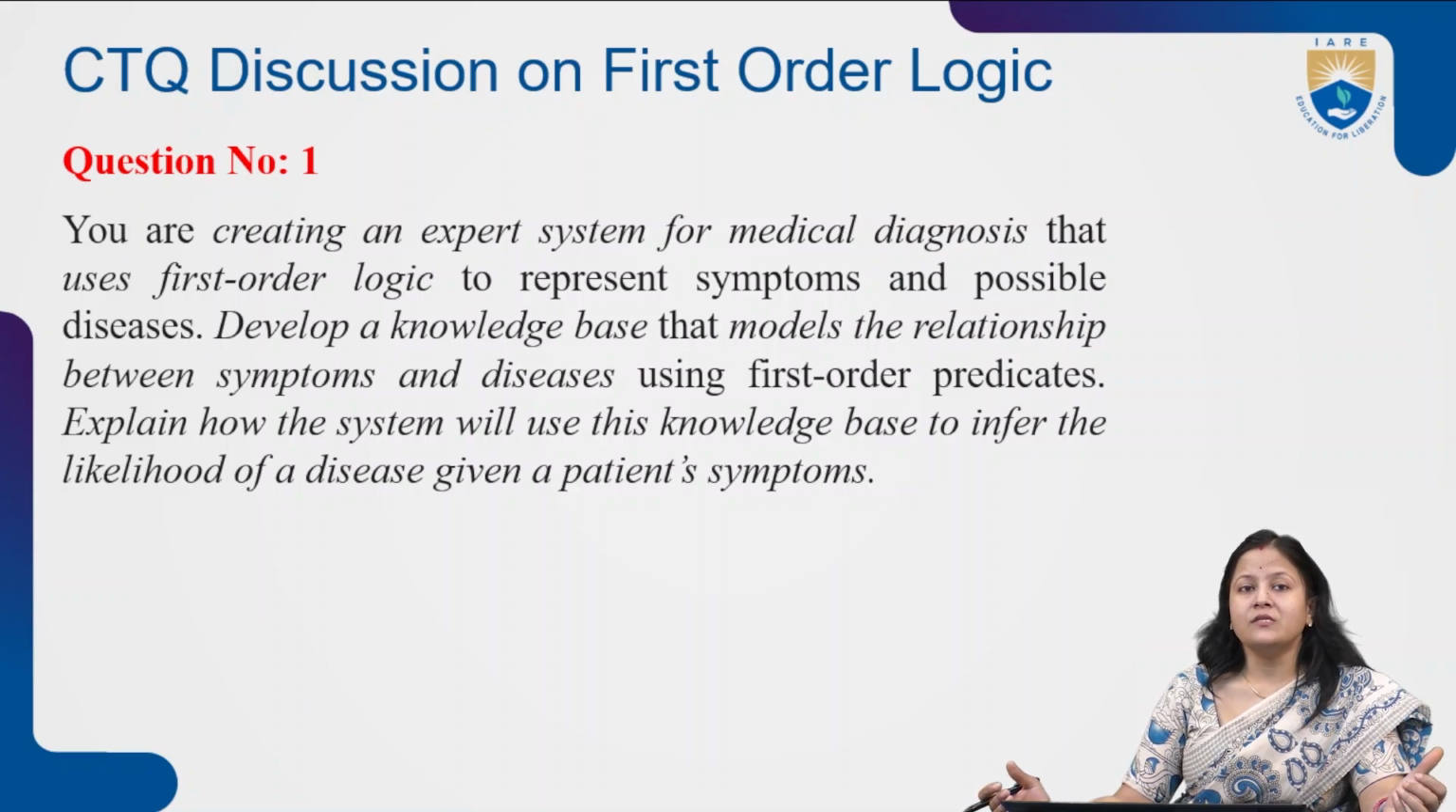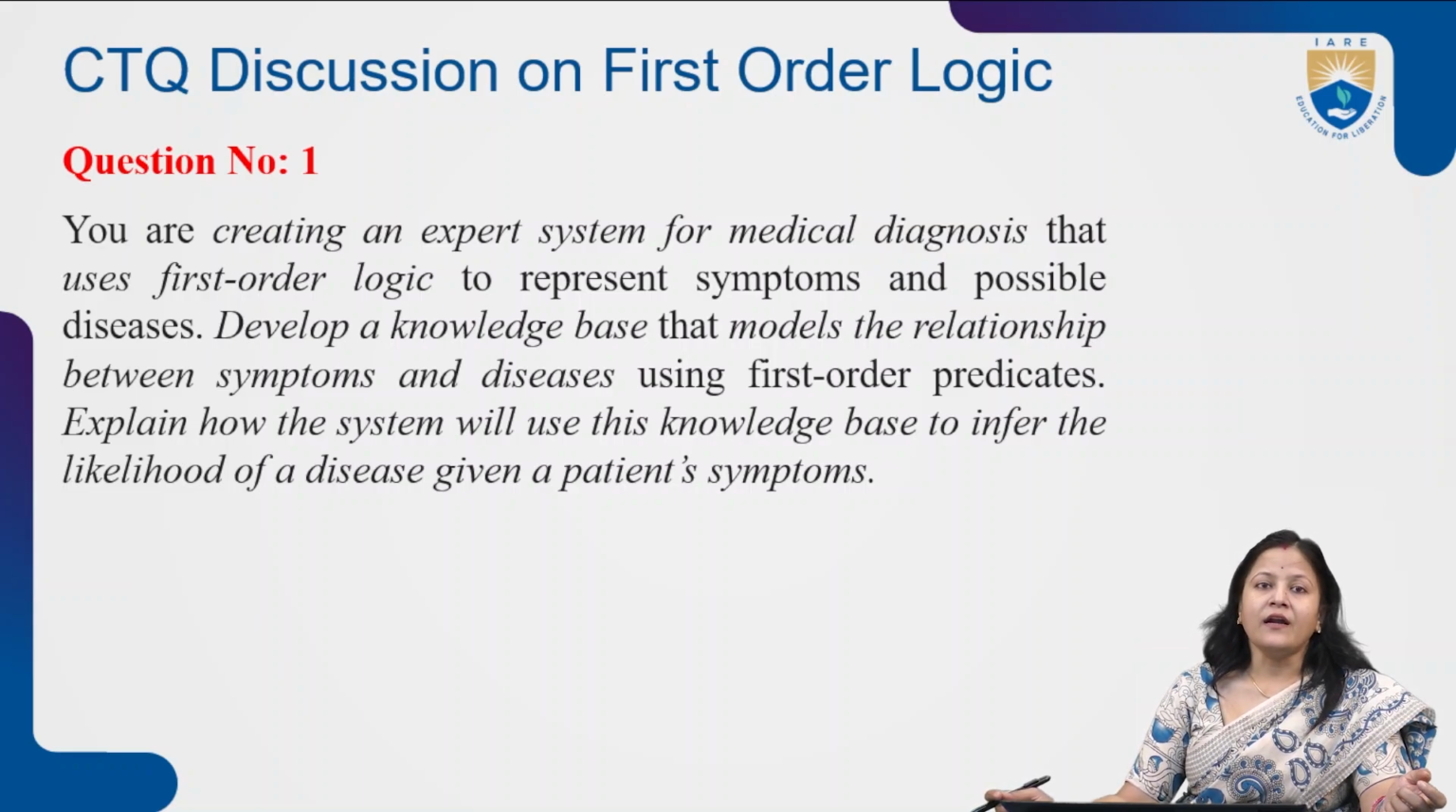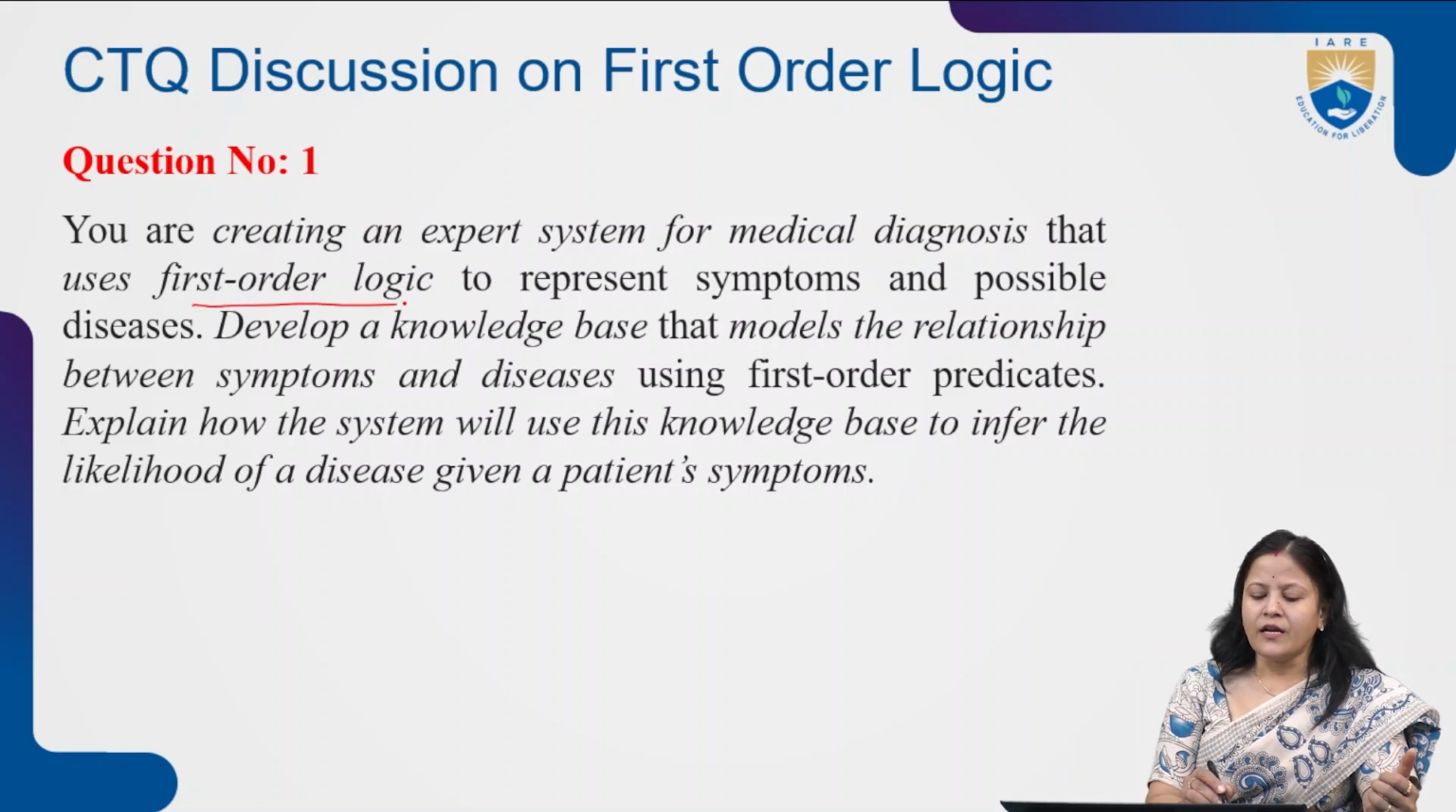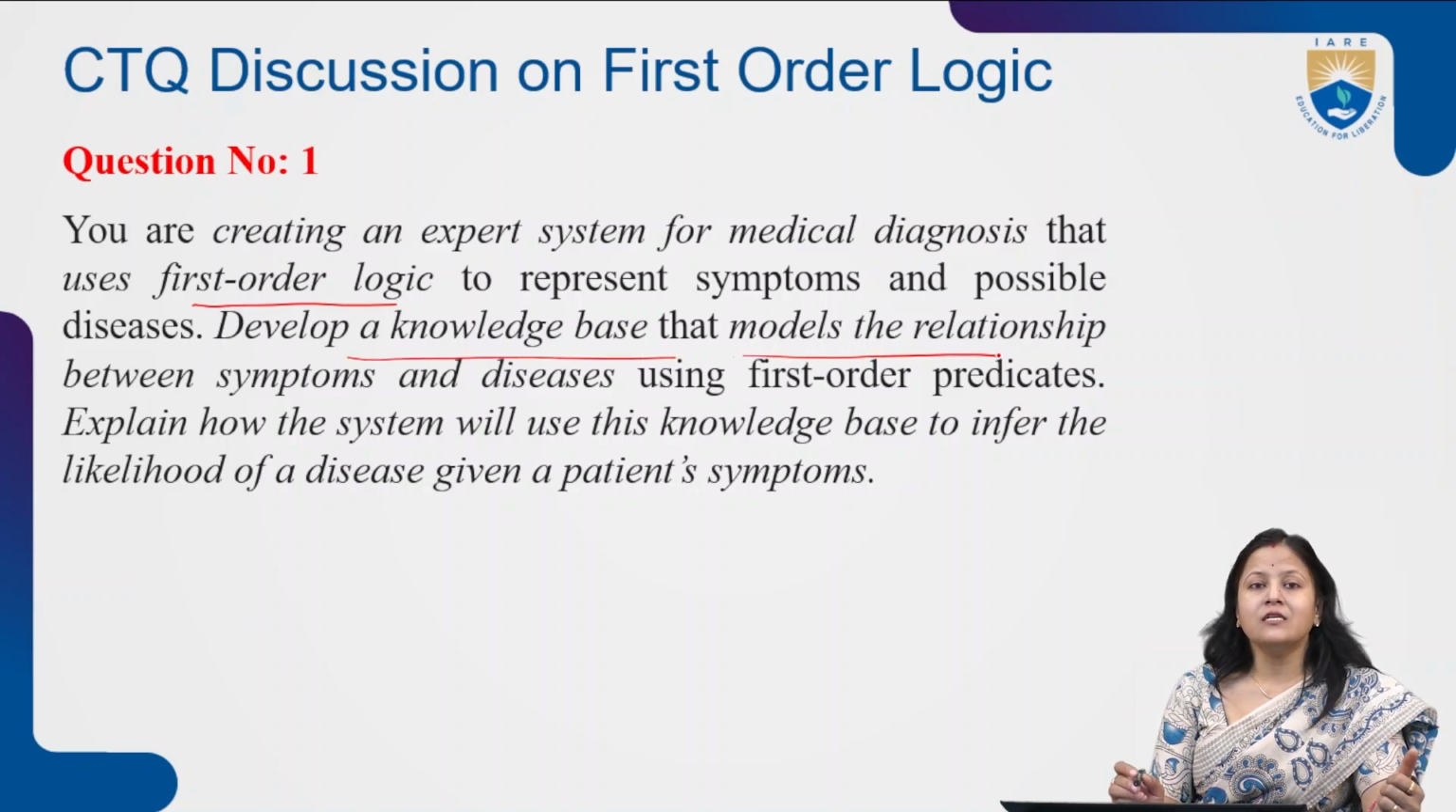Here the problem statement says that you are creating an expert system for medical diagnosis that uses first order logic to represent symptoms and possible diseases. So we are creating one expert system for medical diagnosis, and all the rules and facts, including all the symptoms and diseases, using first order logic. Develop a knowledge base that models the relationship between the symptoms and disease using first order predicates, and explain how the system will use this knowledge base to infer the likelihood of a disease given a patient's symptoms.